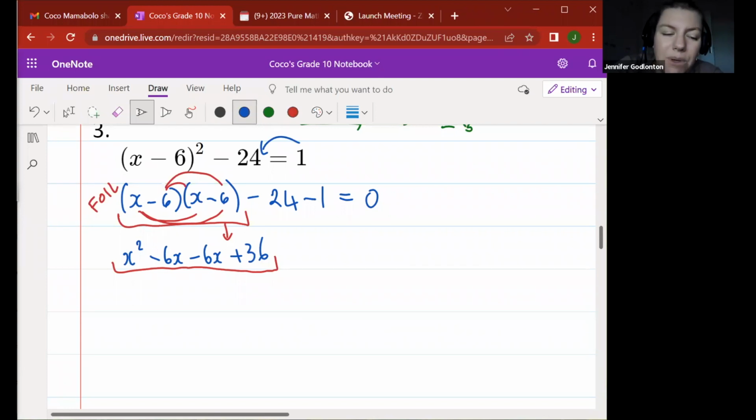And then we have minus 24 and the minus 1. I'm just going to keep it as those numbers for now, and that's equal to 0. Okay, so that was my FOIL. So what we've done here is we've expanded.